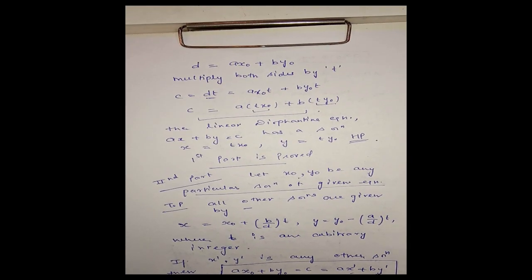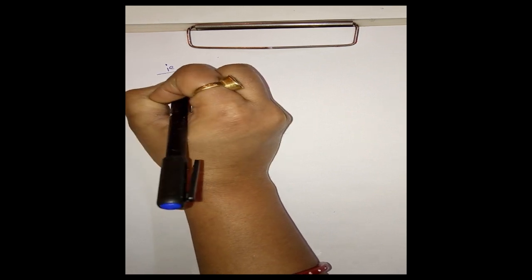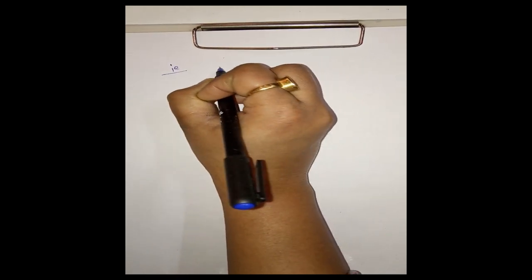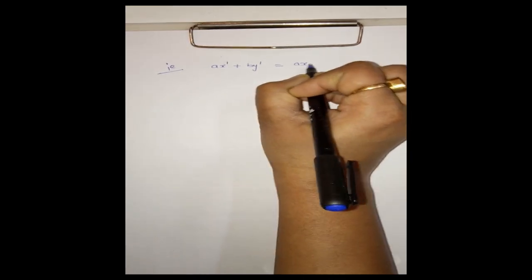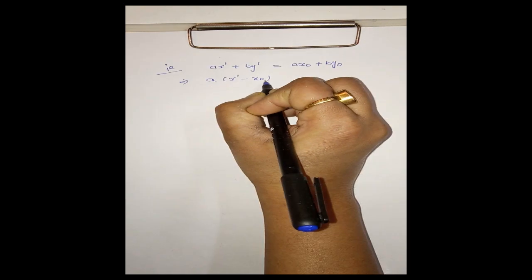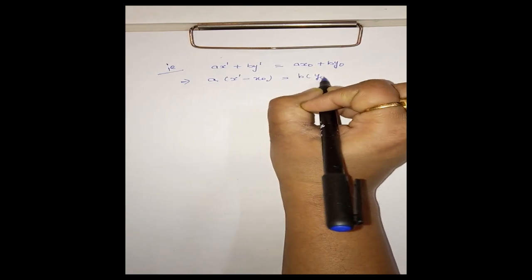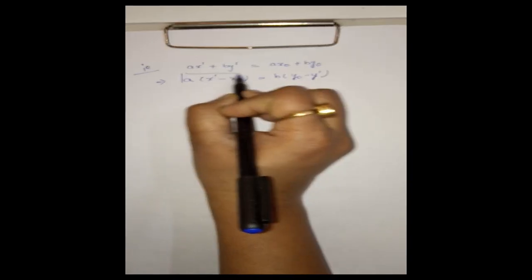Clear? And from this equation, I can write like this. And from this we have, that is, I can also write like this. ax dash plus by dash is equal to ax naught plus by naught. That is a into x dash minus x naught is equal to b into y naught minus y dash. Okay, I can write like this.